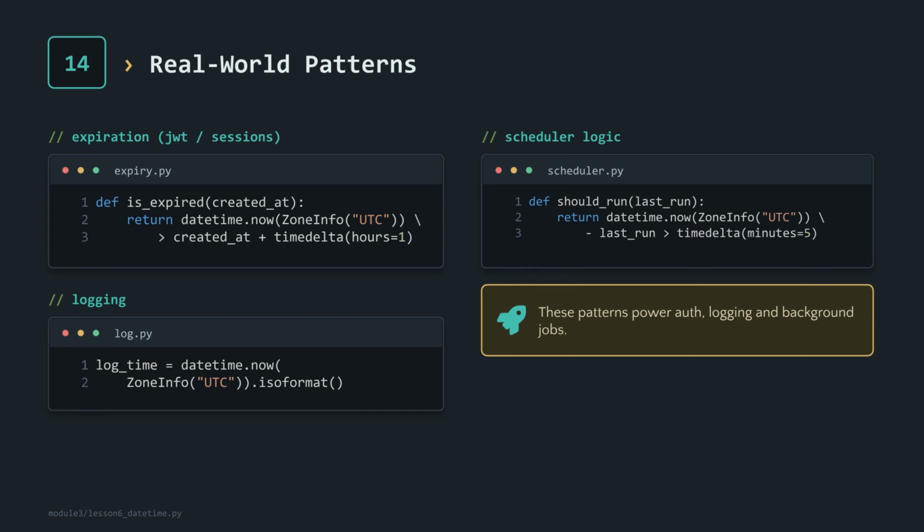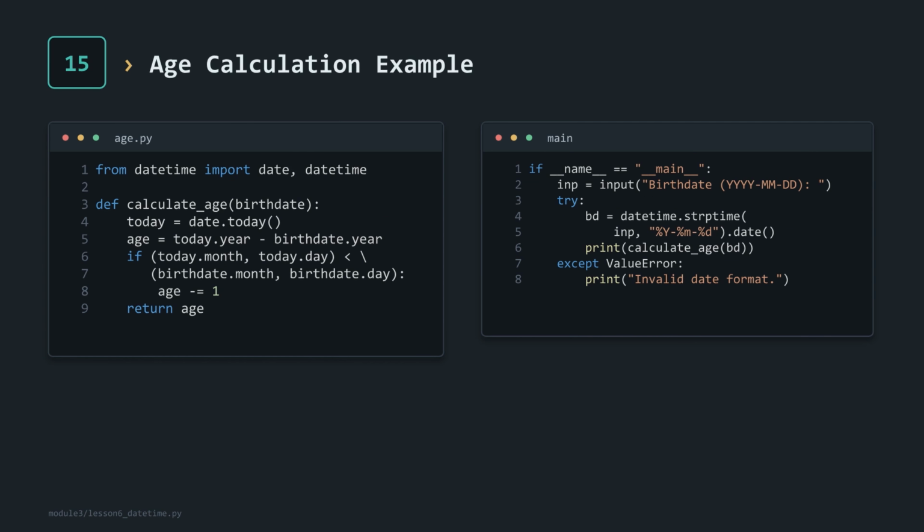Second, scheduler logic, checking whether enough time has passed since the last run. And third, logging with a UTC timestamp and ISO format. These same patterns quietly power authentication, logging, and background jobs everywhere. Here's a favorite beginner example.